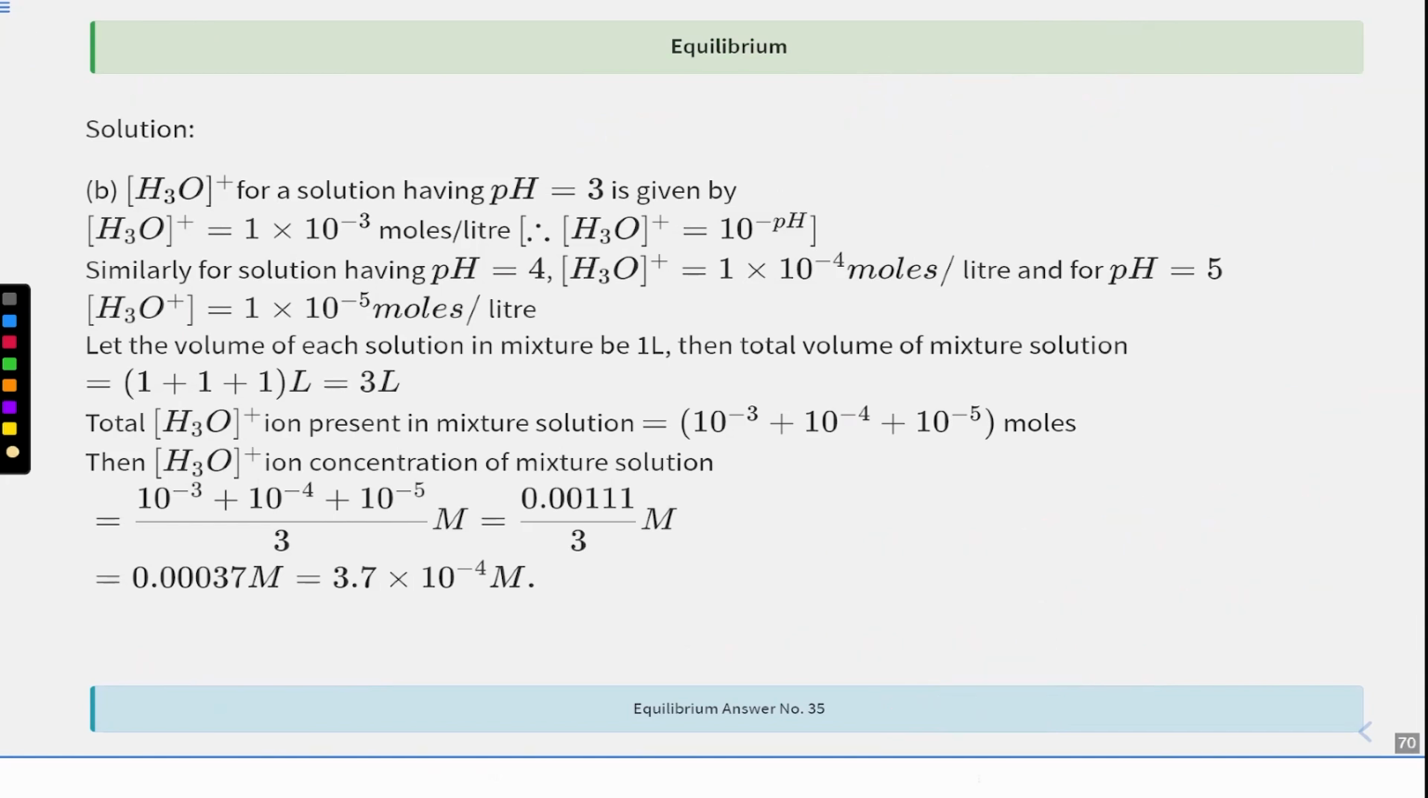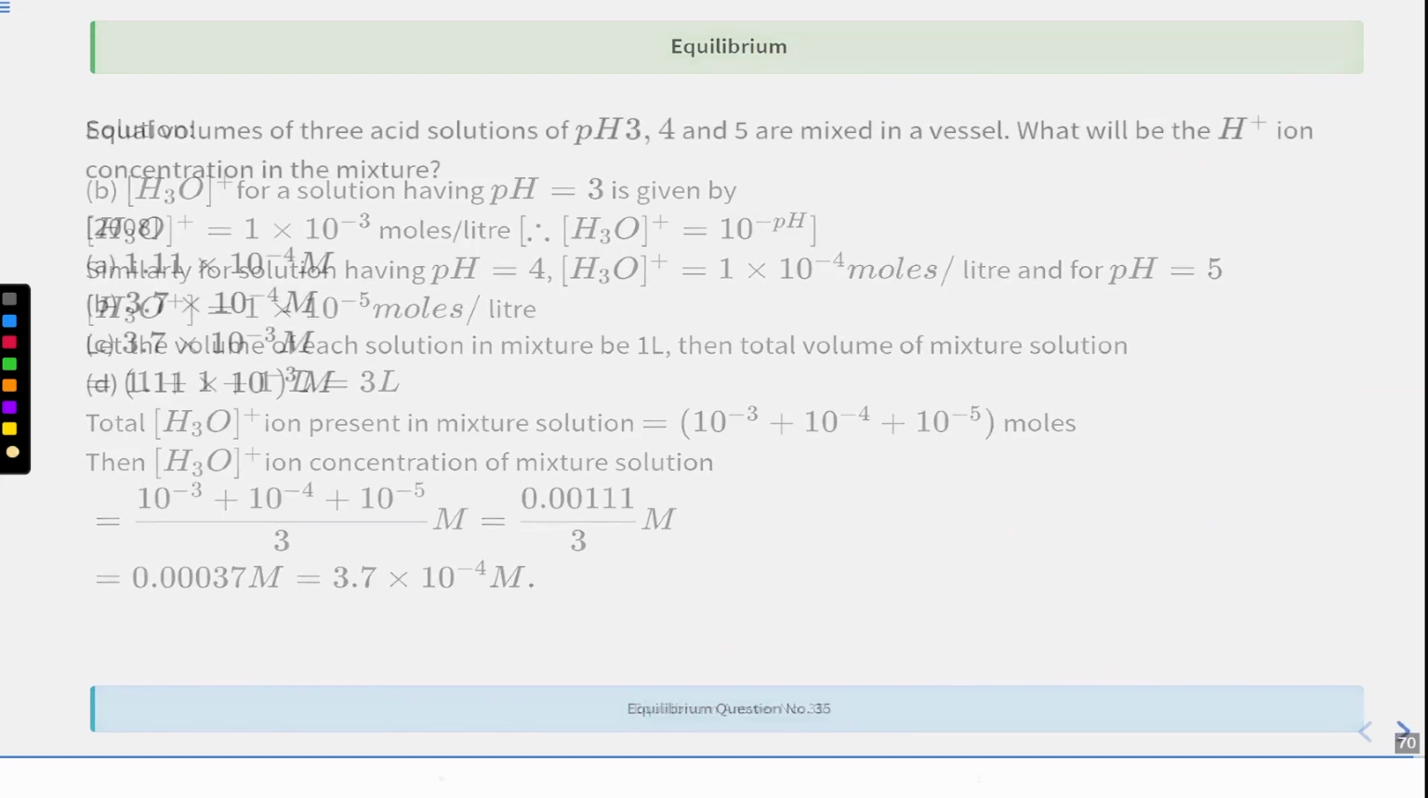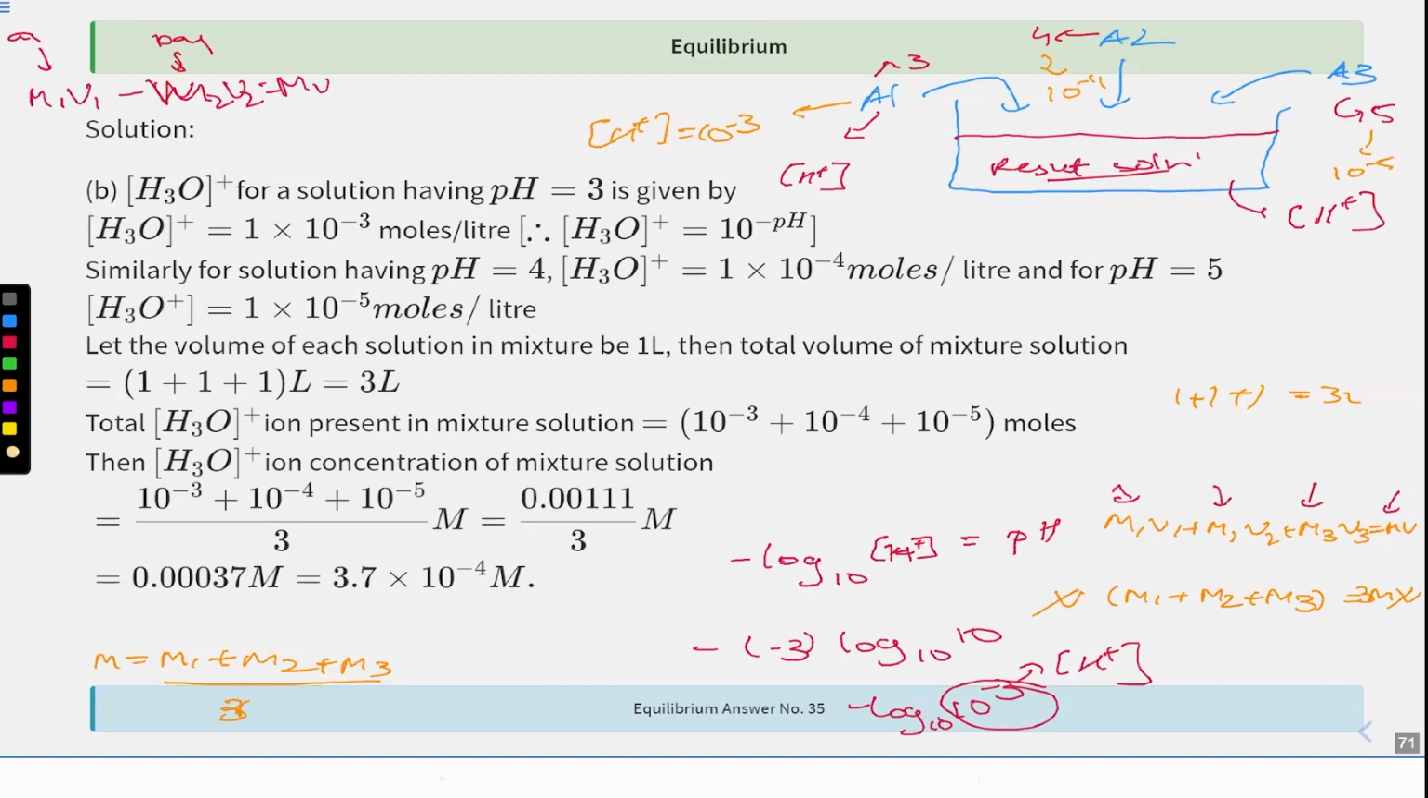Now they have told us equal volumes. Equal volumes means V1 is equal to V2 is equal to V3, and that, let's say, is equal to V. Keeping that in mind, you're adding V, then adding V, then adding V, and finally in the whole container you will be left with 3V, right? Now, I can take V common.